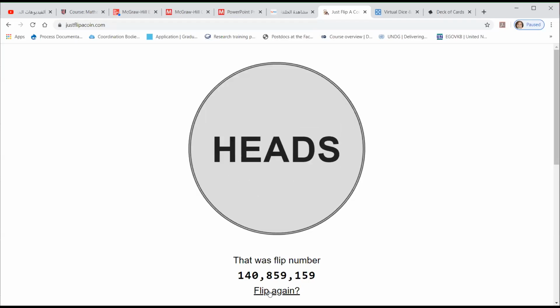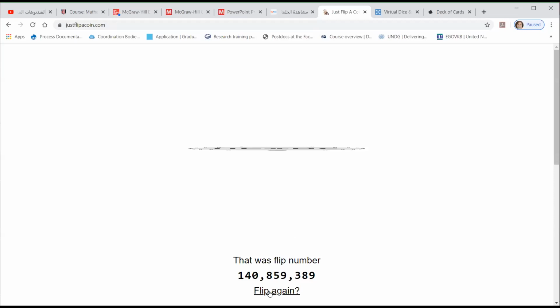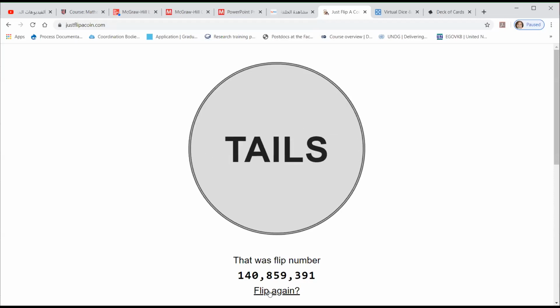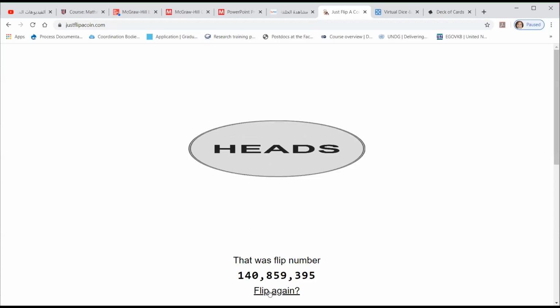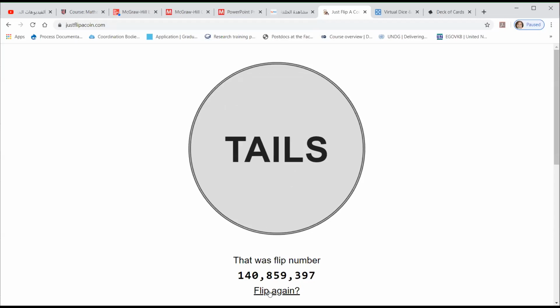It's head, tail, head, tail, tail, head, tail, tail, tail, tail. So what's the result of these extra 10 trials?